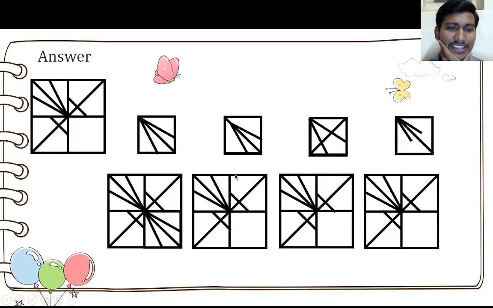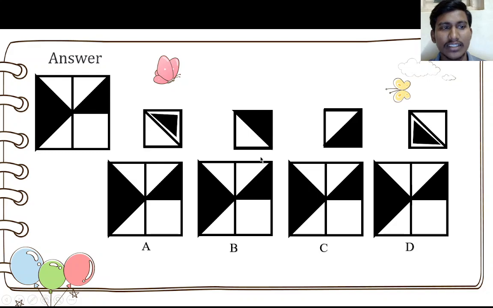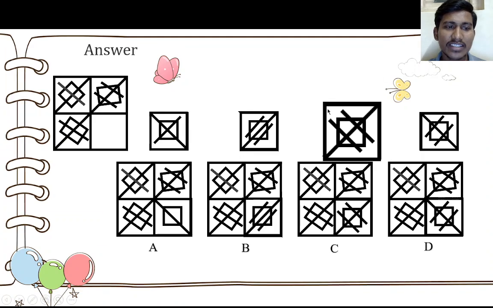So this is how you have to do it. Which is properly fitting? Option A is fitting it. Right? Okay, good. So this is how we have to do it. Now you tell me the answer for this question.